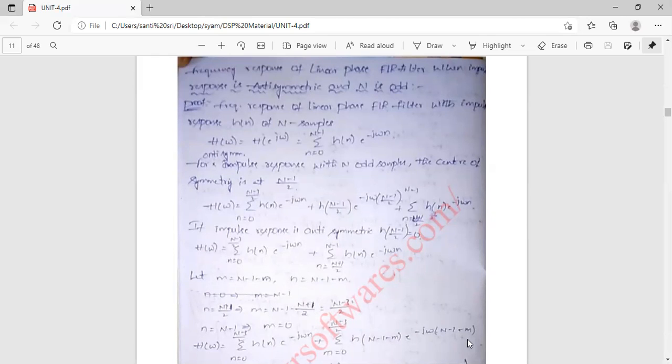So then H(omega) will become sigma n equal to 0 to (N minus 3)/2 of h(n) into e power minus j omega n plus sigma n equal to (N plus 1)/2 to N minus 1 of h(n) into e power minus j omega n. Since h((N minus 1)/2) will become 0, that's why this entire term will become 0 here. So let m equal to N minus 1 minus n, or n equal to N minus 1 minus m.